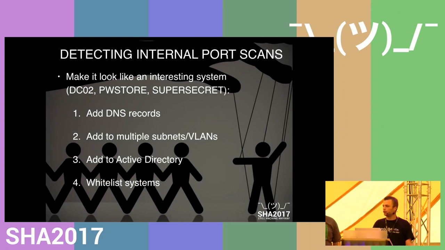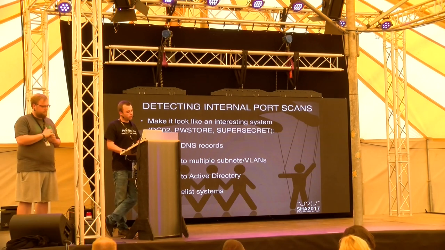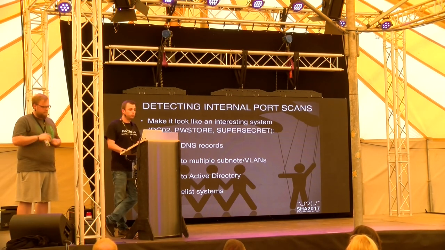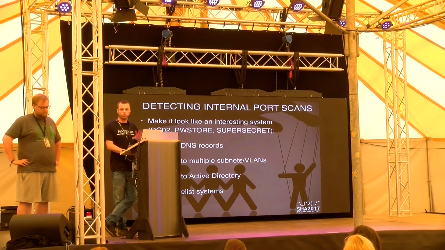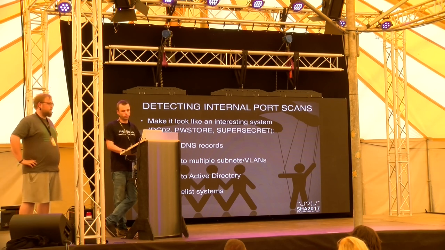It's just a system that's hanging in your network, but you can make it look even more real. For example, you can give it an interesting name like DC02, PV store, super secret, whatever is interesting in your company. So you can add DNS records in your network for that. You can add it to multiple subnets and VLANs. For example, I would place one in the DMZ and one in the internal network, and whenever the port scan detector is touched within your DMZ, it's strange because there are no systems that need to be touching that system. To make it even more real, you can also add it to Active Directory, because a lot of systems in a network will be. And we created a whitelist functionality. For example, if some systems are allowed to scan it automatically, then you can whitelist those so that no notification will be sent.